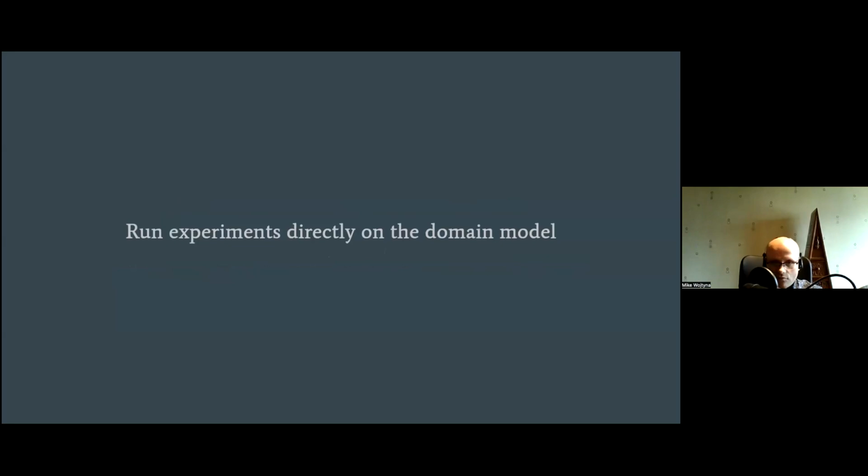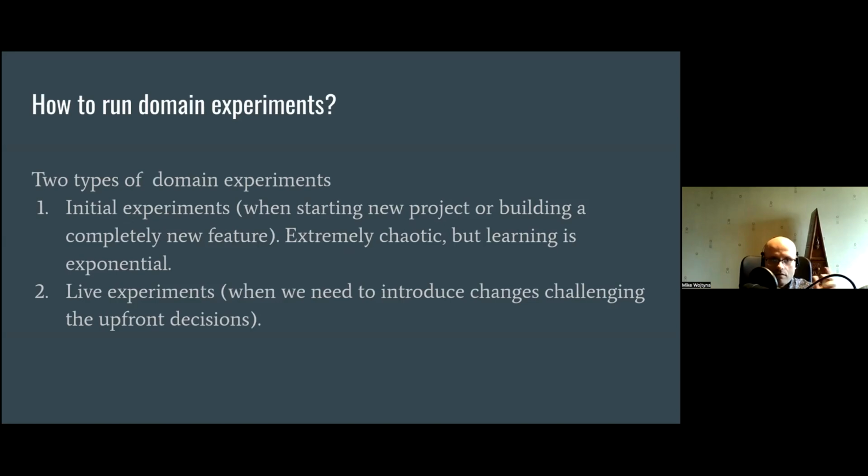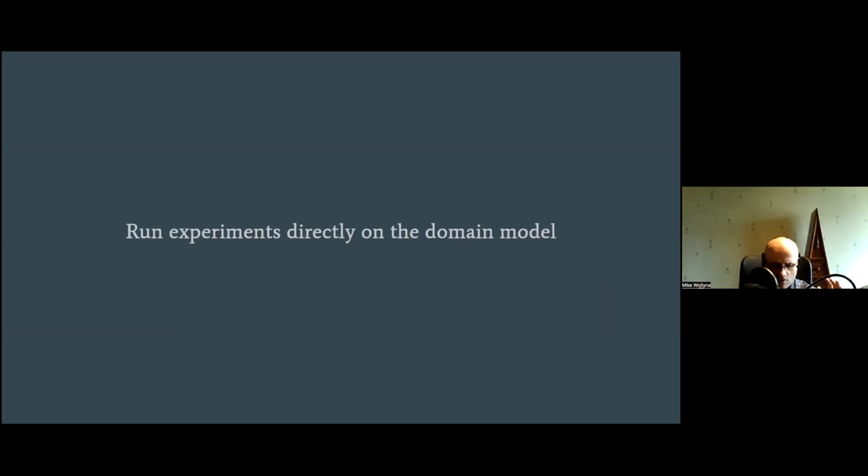So instead of running prototypes, we can run experiments directly on the domain model. By running experiments directly on the domain model, I mean getting to the code and adjusting the model so we can try to incorporate new findings, new changes to the domain, and see if it works. So why are we experimenting on the domain? Because it's cheap, and at the same time, it's the heart of the software.